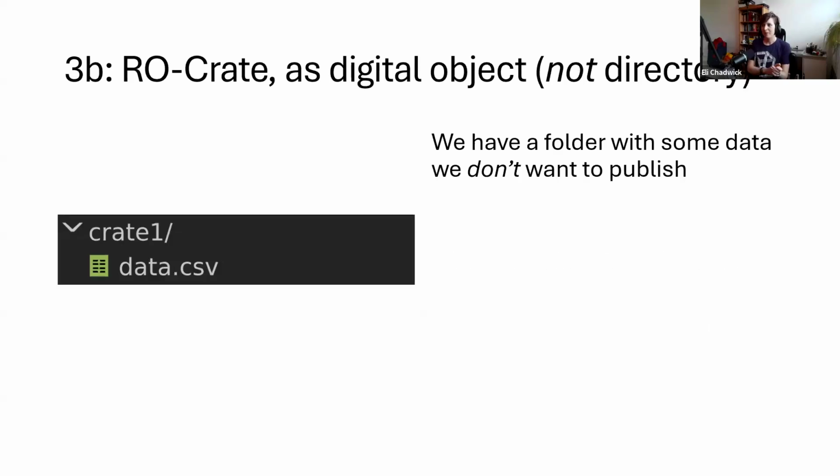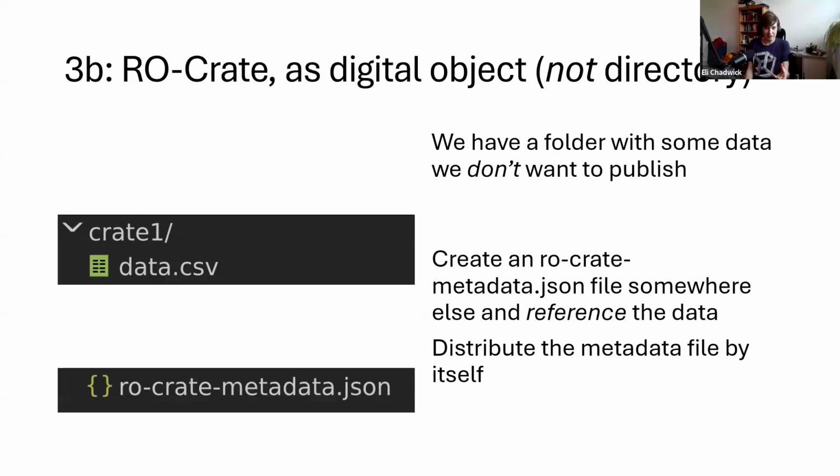However, there might be cases where we have a folder with data that we don't want to publish. And this is especially the case when it comes to sensitive data. In that case, we can create the same kind of metadata file, but put it somewhere else and create references to our data. And that could be through a link that goes through some sort of authentication before you access the data. It might be a placeholder that describes what's in the data, but doesn't actually provide you with the data itself. There are a few different options. And basically you'll populate this metadata file and you will distribute that file by itself.